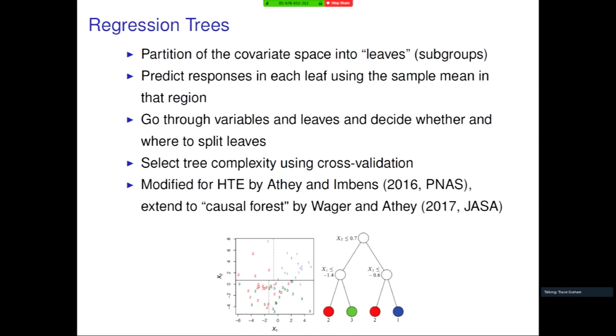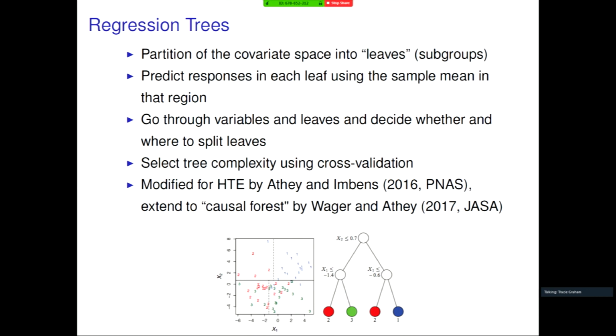So then you predict the response in each leaf, each subgroup, using the sample mean in that region. And then, of course, the key is how do we grow a tree? Where do you decide to split the leaves? This is a very simple two-variable tree case.